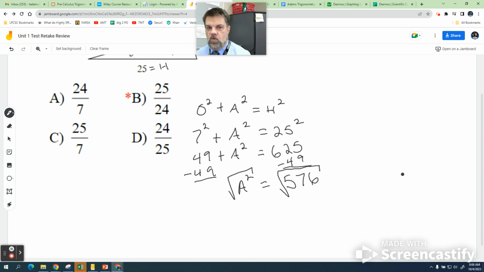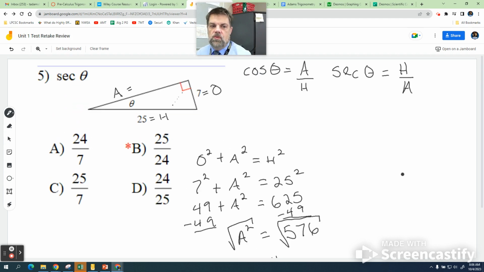Or 3,000 times. So when I take the square root of both sides, I get a is equal to the square root of 576, which is 24. All right, cool. I got 24 over here. Also, I know what the answer is. So the hypotenuse is 25, and the adjacent is 24.